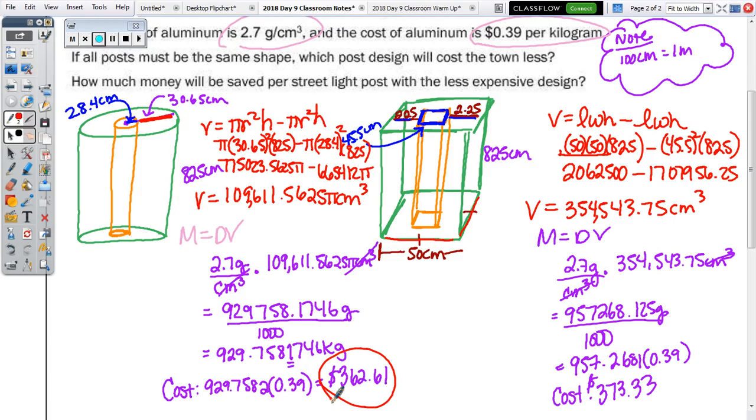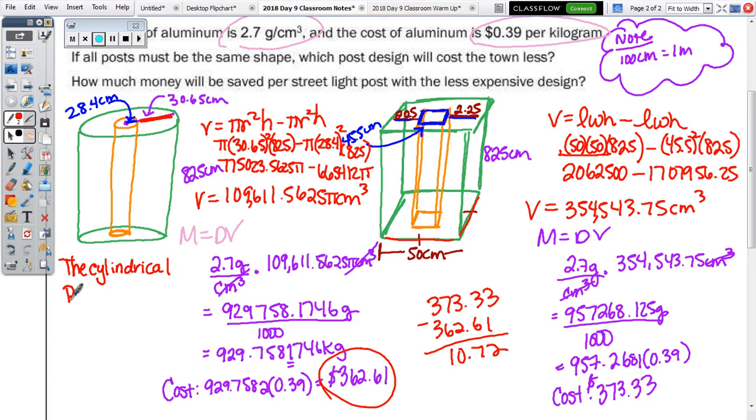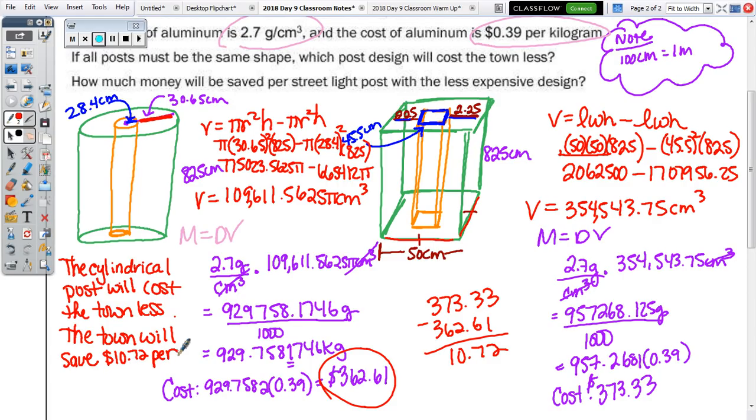Okay, and how much less? Well, we take 373.33 and subtract 362.61 to get a difference of 10.72. So my answer: the cylindrical post will cost the town less, and they will save, or the town will save, $10.72 per street light post.